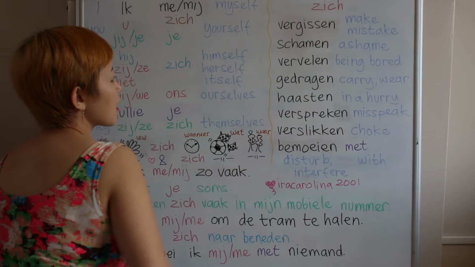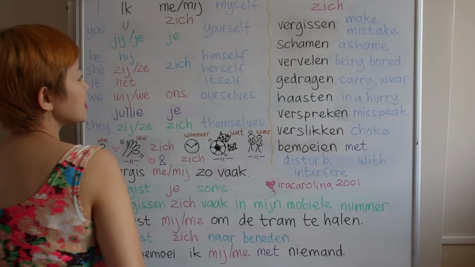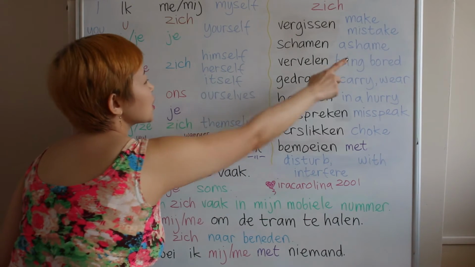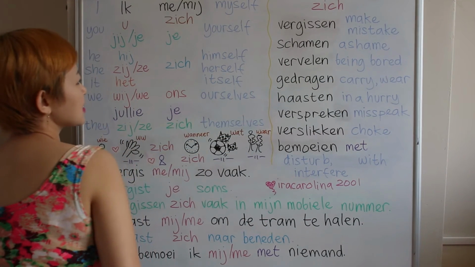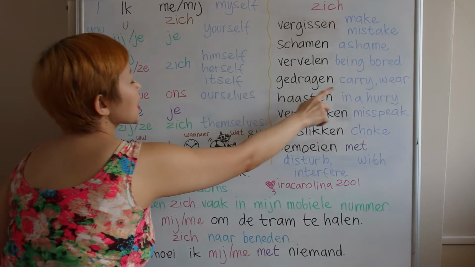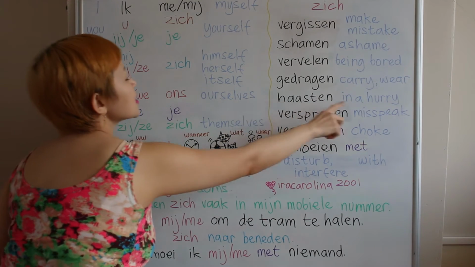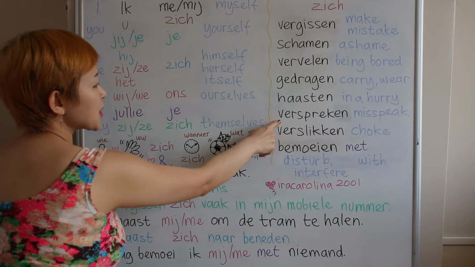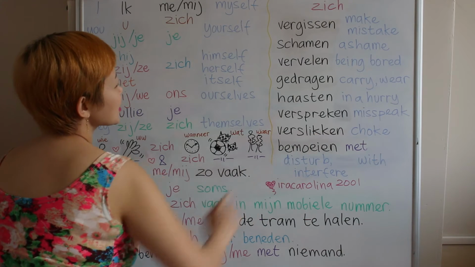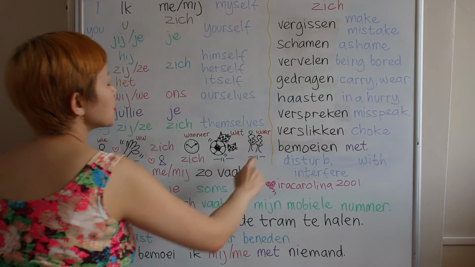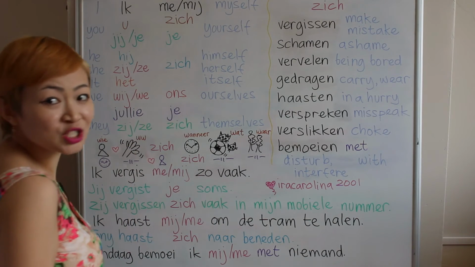The verbs are vergissen, make mistake; schamen, ashamed; vervelen, being bored; gedragen, carry or wear; haasten, in a hurry; verspreken, misspeak; verslikken, choke; bemoeien, mad. Bemoeien is being disturbed.